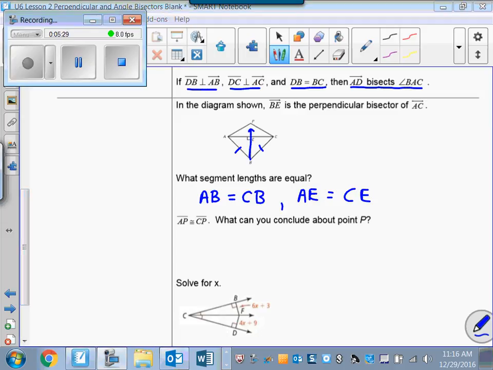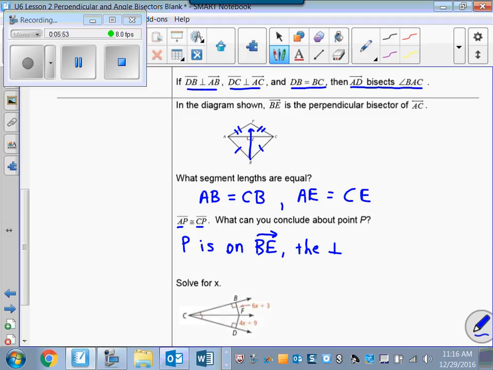Okay, now they're telling us that AP is congruent to CP. What can we conclude about P then? Well, based on what we just learned in those theorems, I can conclude that P is on BE, which is the perpendicular bisector of AC. That's what I can conclude because of the theorems I just learned.